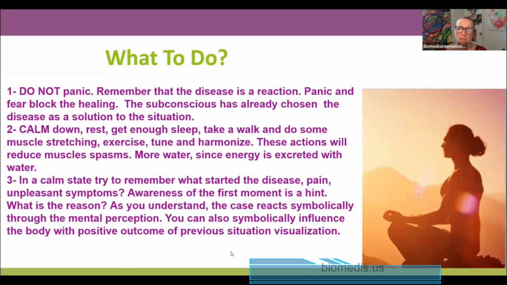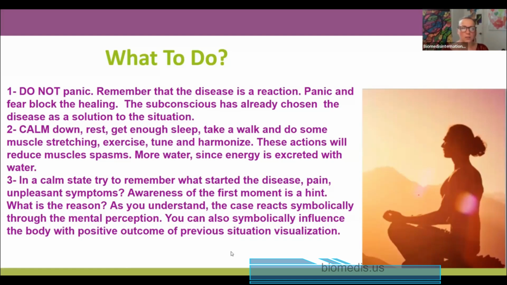Calm down, rest, get enough sleep, take a walk, do some muscle stretching exercises, tune, harmonize. These actions will reduce your muscle spasm. Drink some more hot water. Hot water will dilate your vessels and the body will go out of stress. So when you have stress, just drink water constantly. Hot water will help you release stress and all the other symptoms go with it.